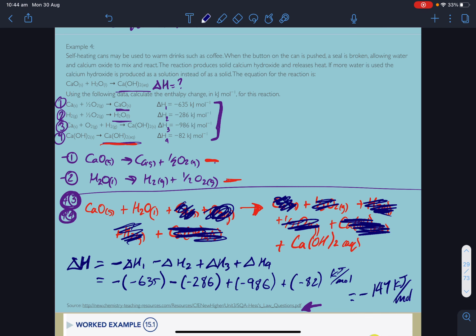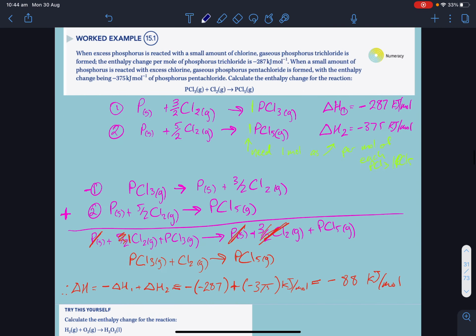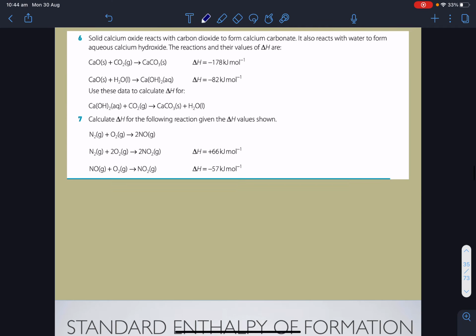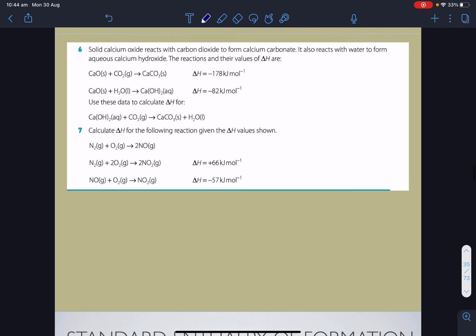All right, there's some more examples there from the textbook, and if you need some more help, questions from the textbook, and we'll leave it there.